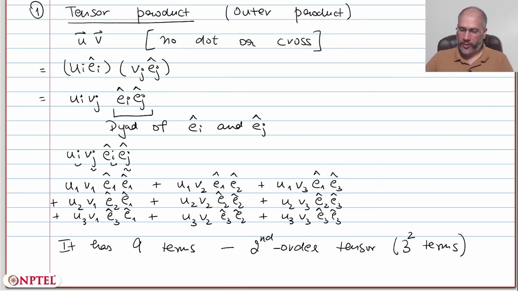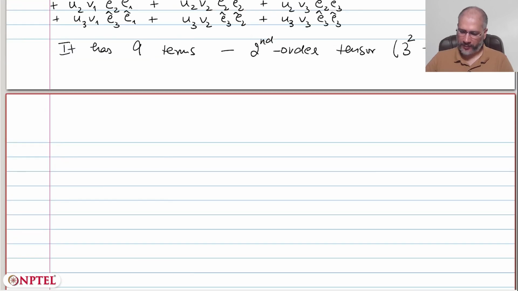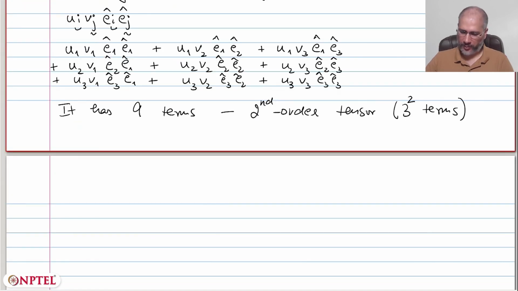And if you compare this with a vector, typically a vector would have 3 terms, something times e1 plus something times e2 plus something times e3. Here we have something times e1 e1 plus something times e1 e2 plus something times e1 e3 and so on, all the way to something times e3 e3. So this definitely tells us that this combination of unit vectors e1 e1, e1 e2, e1 e3 and so on, they are the basis of a second order tensor like we had in a vector.